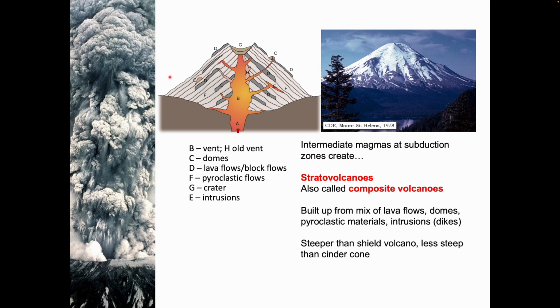As we look at this cutaway of a theoretical composite volcano, we have a bunch of different parts to it. In B, we have the magma conduit, which extends upward through the center of the volcano, to the vent, which is at G, which feeds the crater at the summit. And extending outward, radiating from the summit of the volcano, are lava flows and pyroclastic deposits that have built up the volcano over long periods of geologic time.